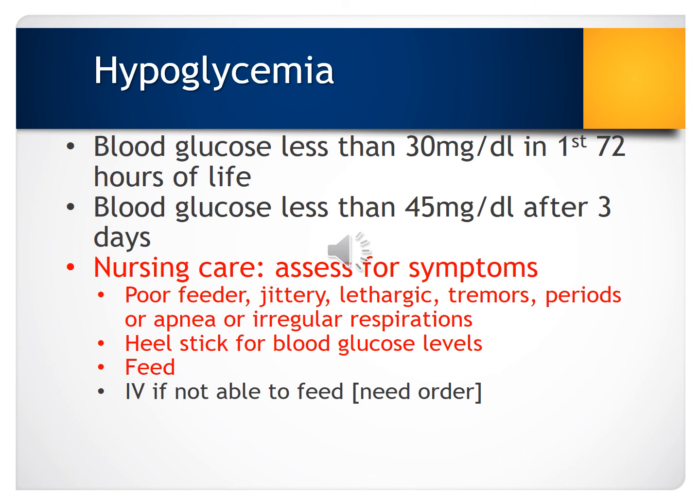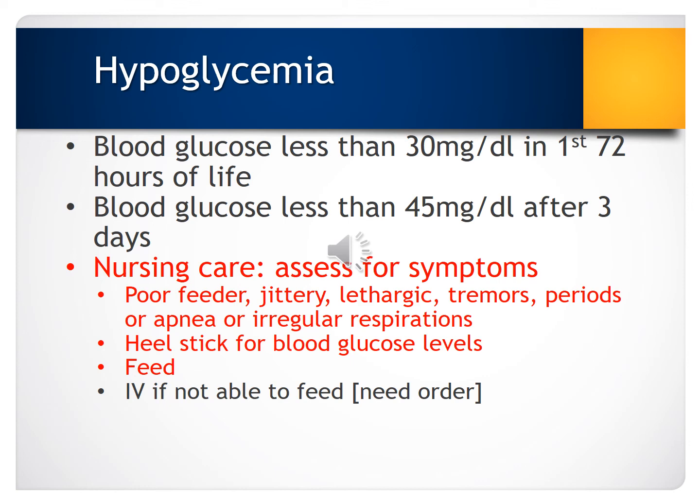Another couple of things that we want to look for during that newborn assessment later in life is hypoglycemia. And so that's low blood sugars, basically less than 30 milligrams per deciliter in the first 72 hours of life, or less than 45 milligrams per deciliter after 3 days. And so we see symptoms of hypoglycemia if the baby's not feeding properly, if it's jittery or very lethargic. We'd want to do a heel stick to check glucose levels.